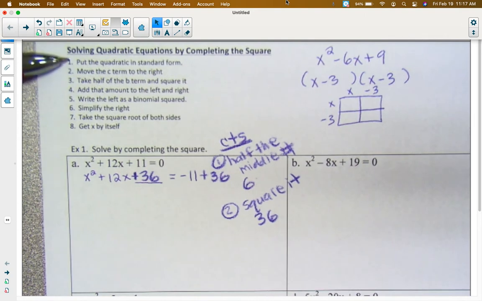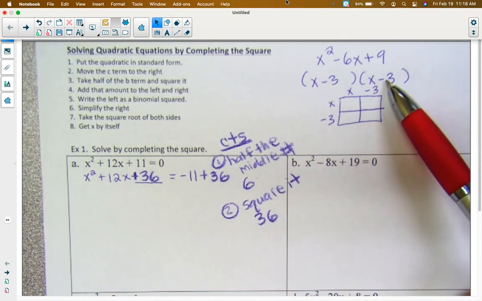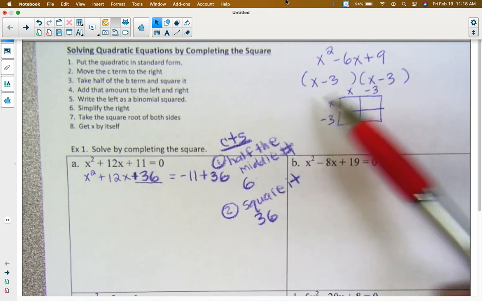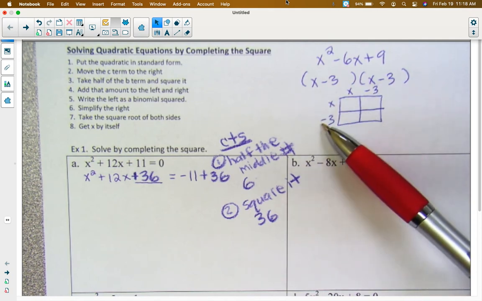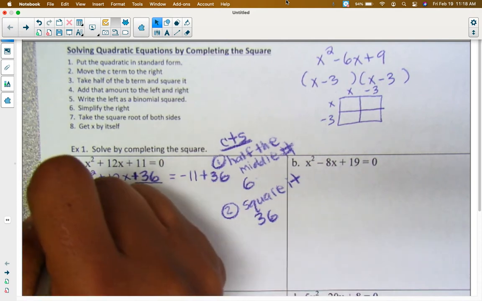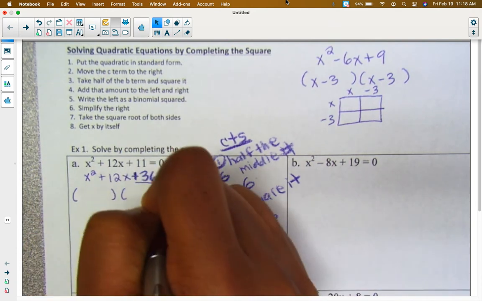So if I'm following my steps up here, we've done step 1, 2, 3, and 4, because it says add that amount to the left and the right side. Number 5, write the left side as a binomial squared. So, for example, x minus 3 times x minus 3, x plus 4 times x plus 4, x minus 7 times x minus 7. So I now need to factor this.